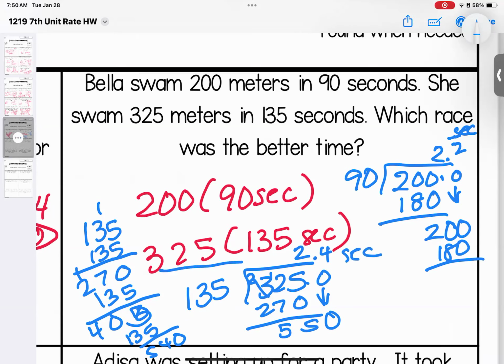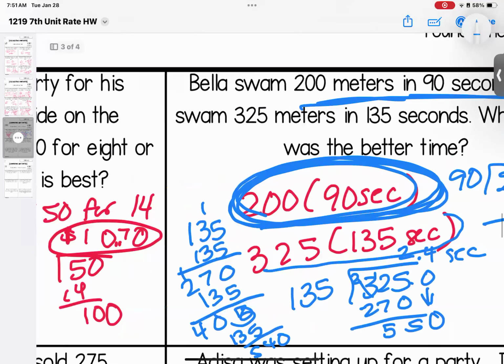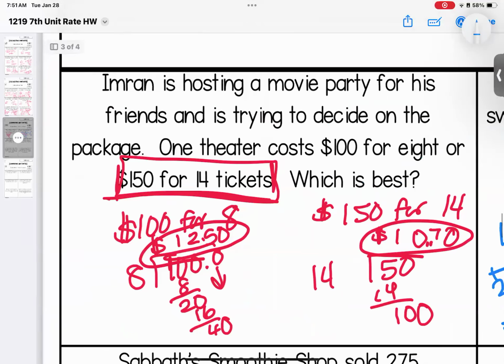So this is the worst race. Quicker is better in swim. So her better race is 200 meters in 90 seconds because she swam each meter in 2.2 seconds. Lower is better in swim.